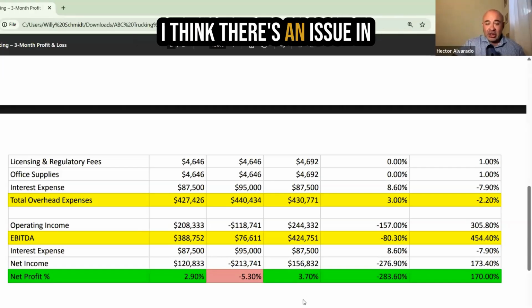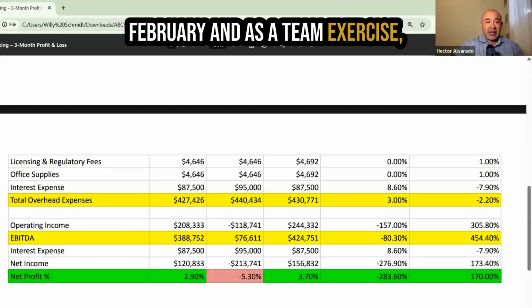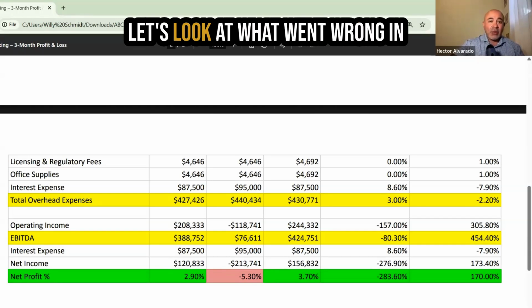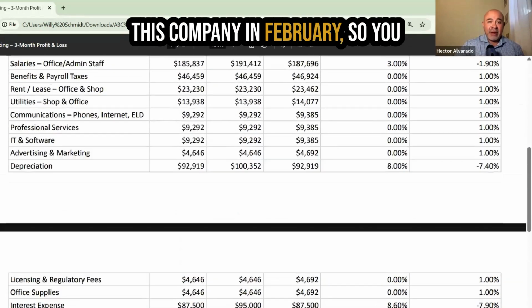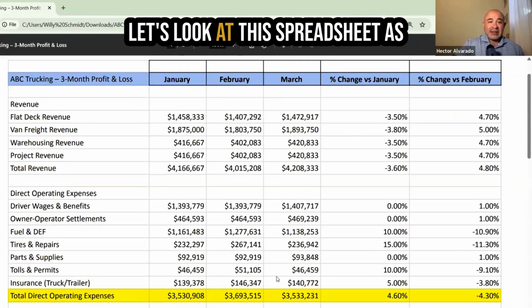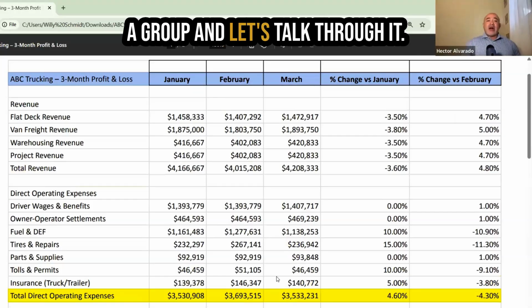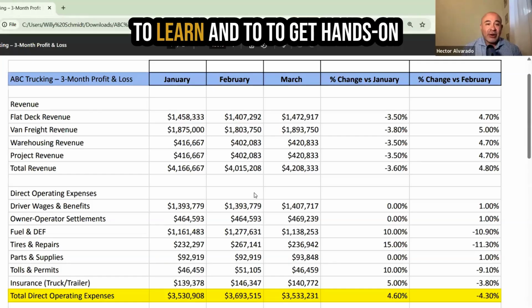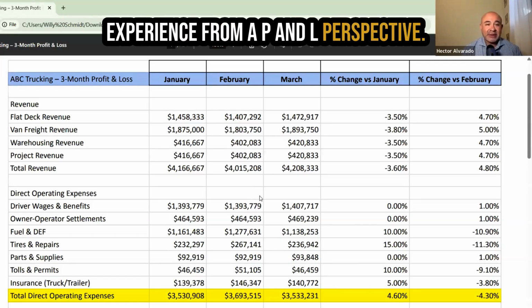I think there's an issue in February. And as a team exercise, I want us to focus on February. Let's look at what went wrong in this company in February. So you can feel free to unmute yourselves. Let's look at this spreadsheet as a group and let's talk through it. This is an opportunity to learn and to get hands-on experience from a P&L perspective.